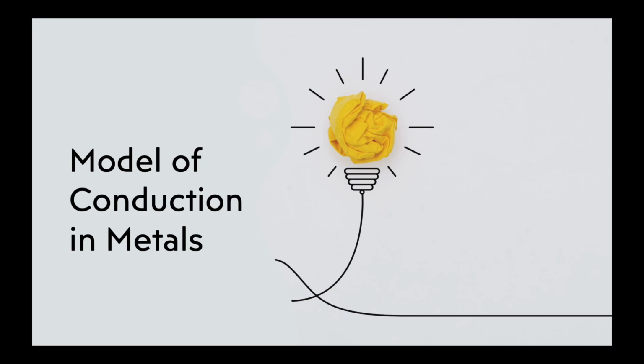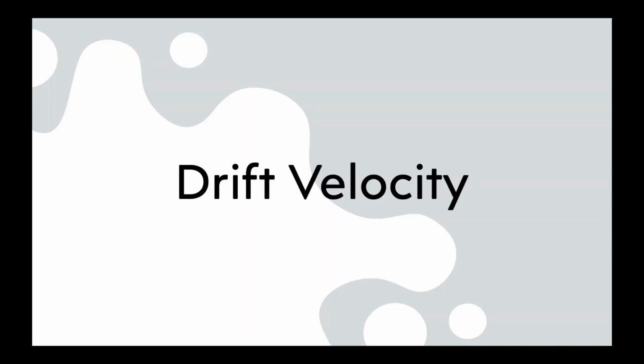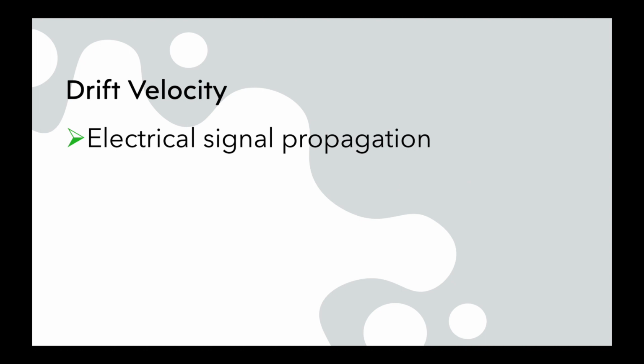Today we are going to discuss the model of conduction in metals. When we consider the conduction of current through a metal, we must acknowledge a few things. We must consider something called drift velocity. During an electrical signal propagation, free electrons move in a zigzag fashion, bouncing off the lattice structures of the molecules.